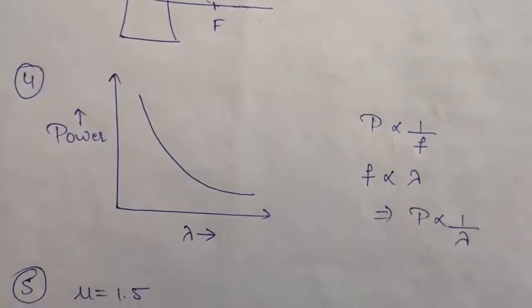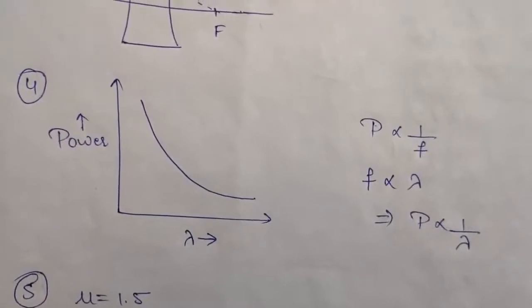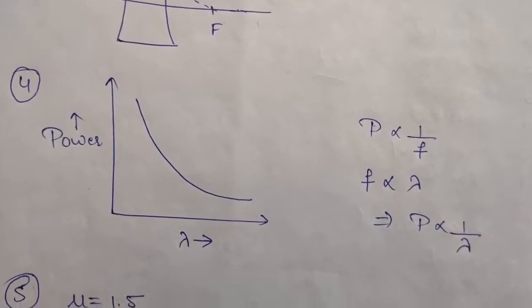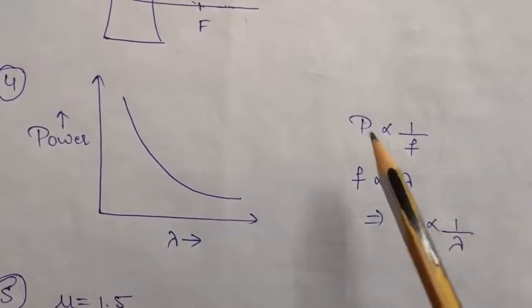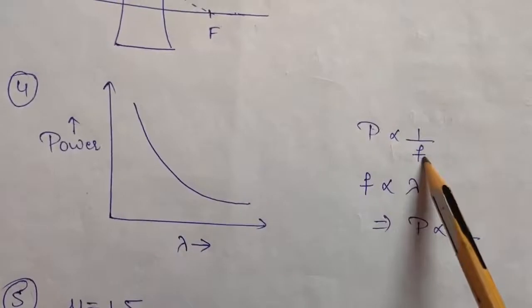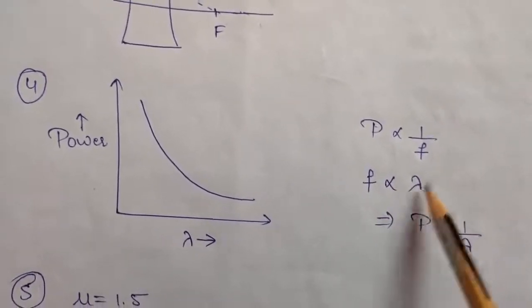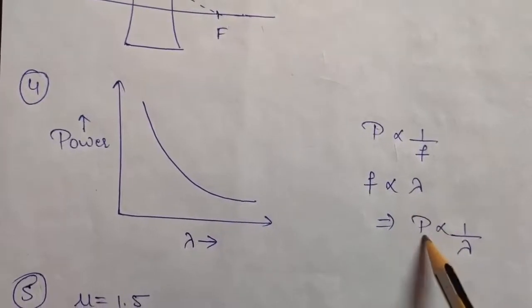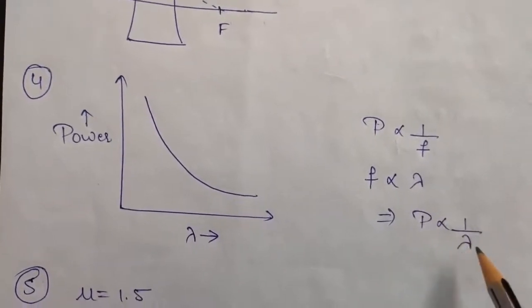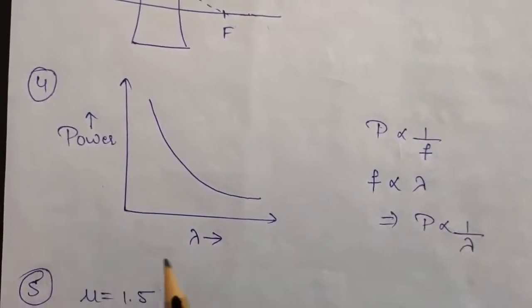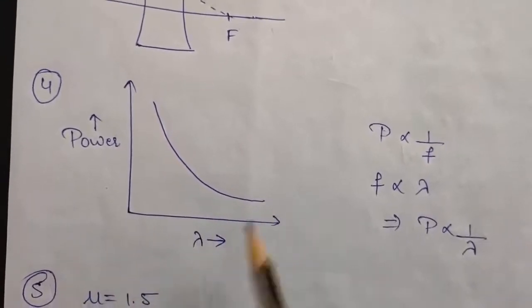Okay, so next is question number 4. In this you have to plot a graph between power and wavelength. Again, as you know, power is inversely proportional to focal length and focal length is directly proportional to wavelength. So according to these two, power will come inversely proportional to wavelength. Therefore the graph between power and wavelength will be like this.